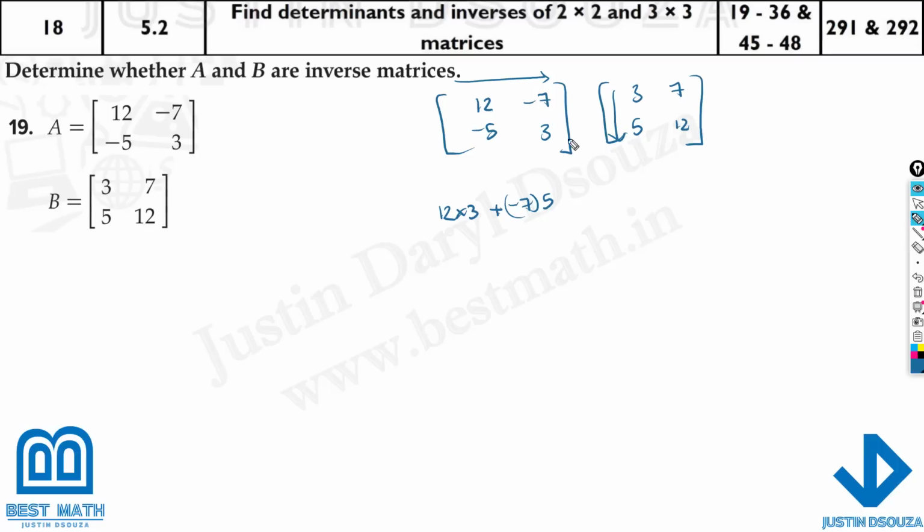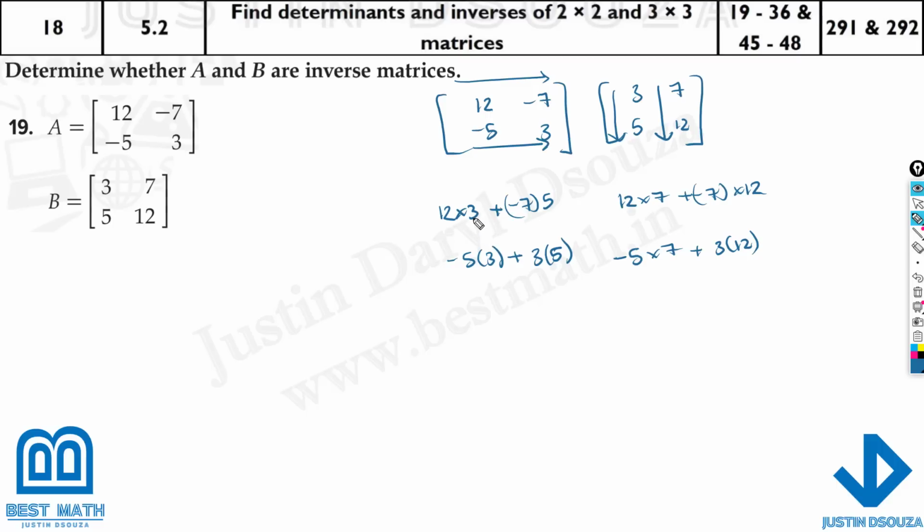digit of the matrix. And next one, the same row with the second column. It'll be 12 times 7 plus minus 7 times 12, and then the below row with the first column, it'll be minus 5 times 3 plus 3 times 5. And lastly, we have got minus 5 times 7 plus 3 times 12. This is it. Now you can just put this in the calculator and solve it up.